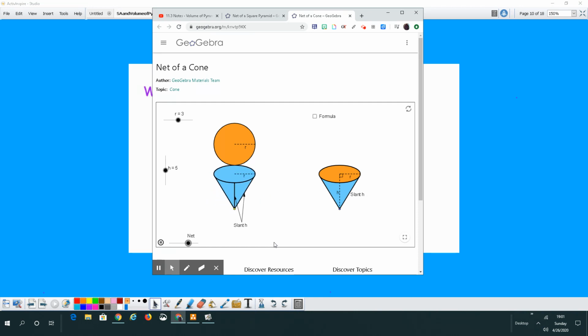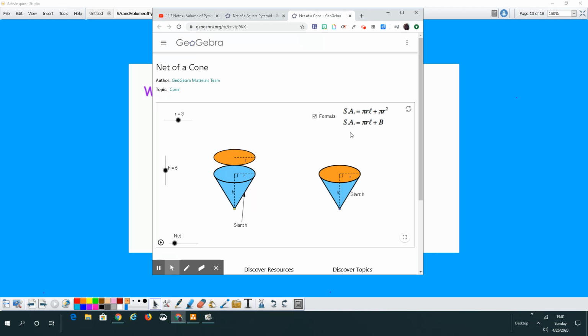And back we go, slant height. And then it closes up. There. So the formulas we use for surface area of a cone are right here. I'd like you to copy those down.